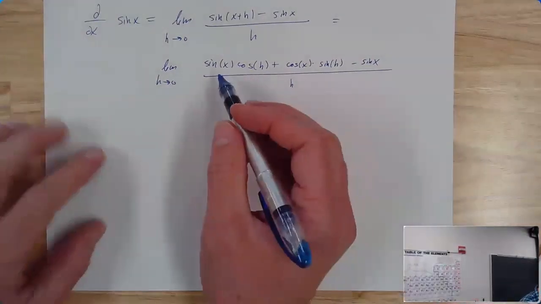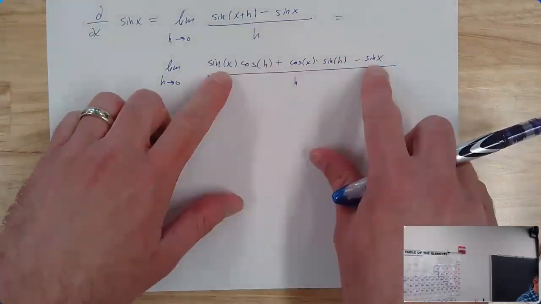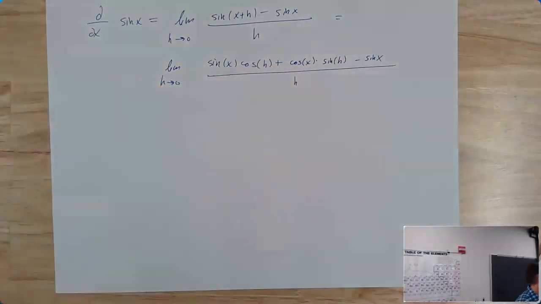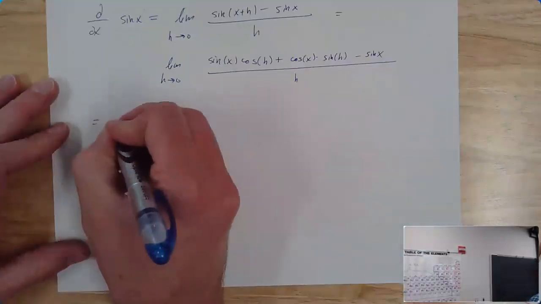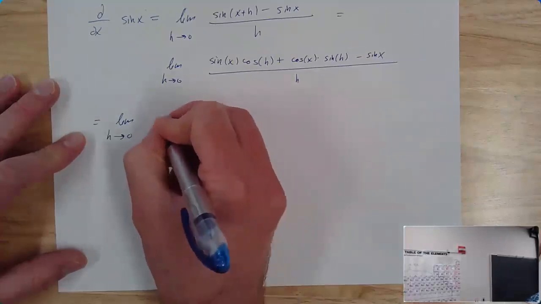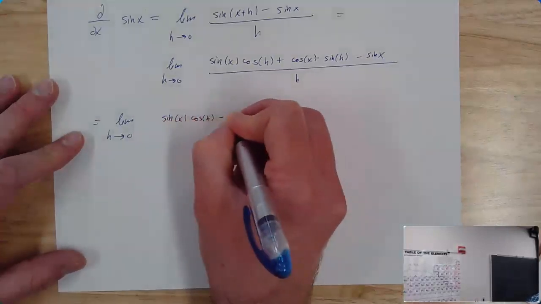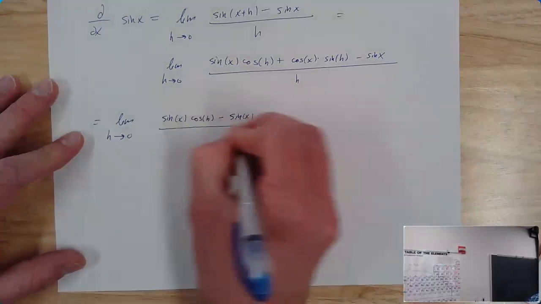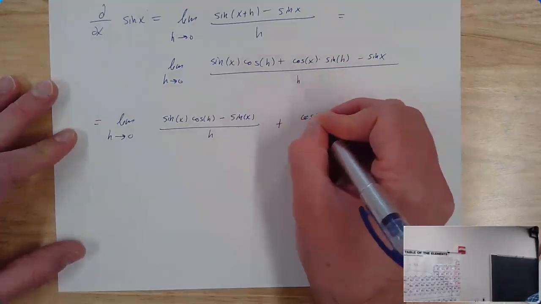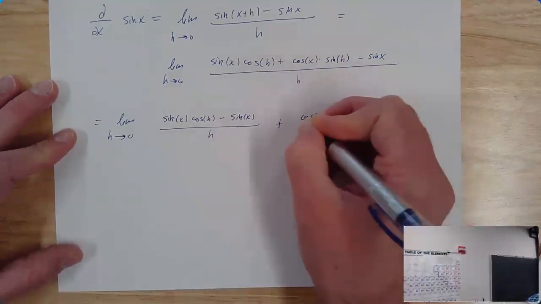So I'm going to do the only thing I really can do, which is group the things that have the same term together, meaning both of these terms have a sine of x. So I'm going to pull them together. I'm going to write this limit as h goes to 0 of sine of x times cosine of h minus sine of x, all over h, plus the other piece, cosine of x times sine of h all over h.